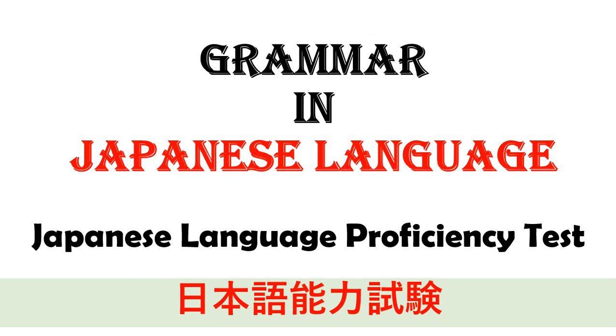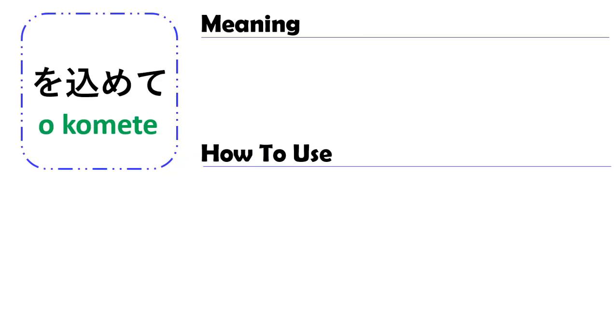Today we are going to talk about grammar in the Japanese language, for the Japanese Language Proficiency Test, or 日本語能力試験中級. The grammar that we are going to talk about today is the grammar of Komete. The grammar of Komete means filled with or full of.